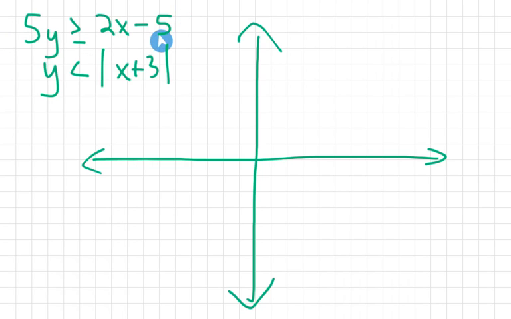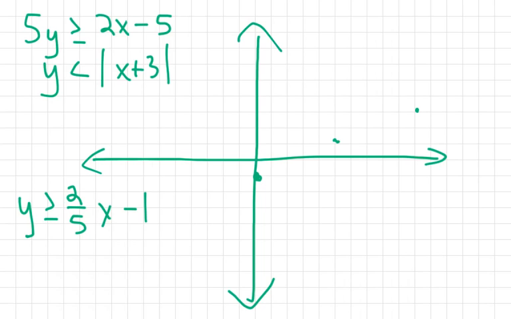Let's graph it. The first thing I need to do is to get y by itself, so I need to divide by 5. So y is greater than or equal to 2/5 x minus 1. And let's graph that. So my y-intercept is at -1, and my slope is up 2 and to the right 5. Up 2, to the right 5.